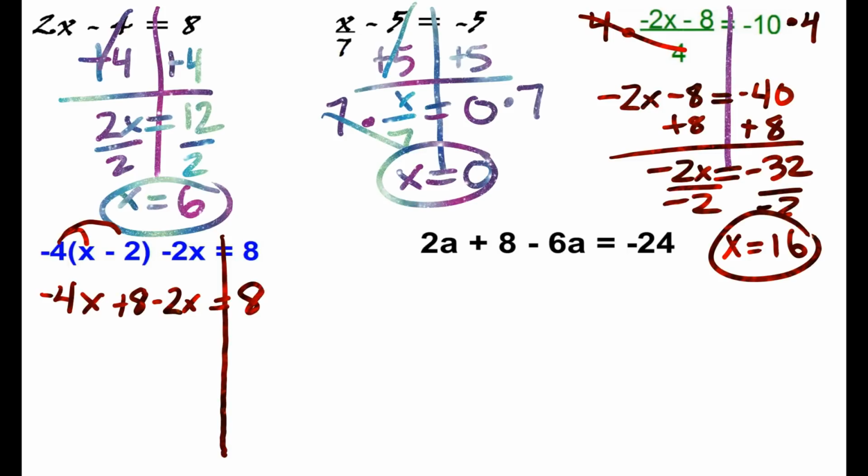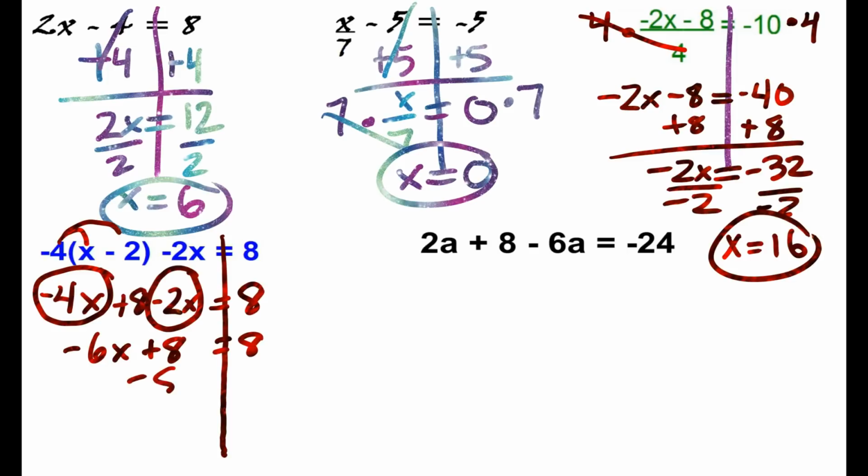Don't forget. Yeah, I did that. Negative times negative is a positive. All right. Combine like terms. This is not negative 2. This is a negative 6x plus 8 is equal to 8. All right, now we subtract 8 from both sides. Subtract 8. I'm really feeling this color.